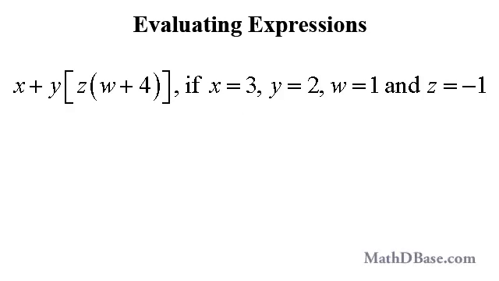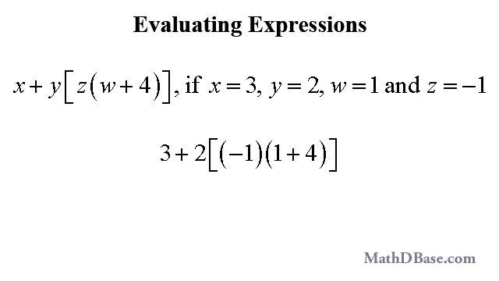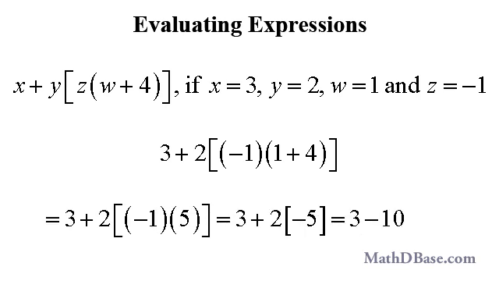Find the value of this expression if x equals 3, y equals 2, w equals 1, and z equals -1. Substituting the values, we get, applying the rules of the order of operations, simplifying from the innermost grouping symbols first, which simplifies to -7.